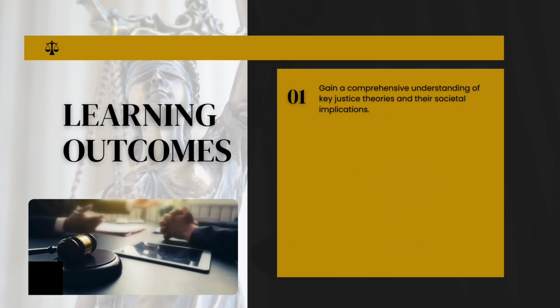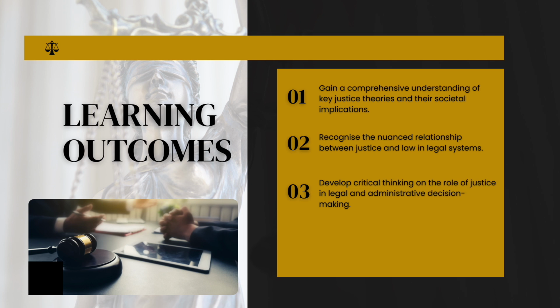Participants will gain a comprehensive understanding of the key justice theories and their societal implications. Recognize the nuanced relationship between justice and the law in the legal system. Develop critical thinking on the role of justice in legal and administrative decision making. Be able to apply theoretical perspective to contemporary issues of justice and the law. So let's start with the theories of justice and its correlations with the law.